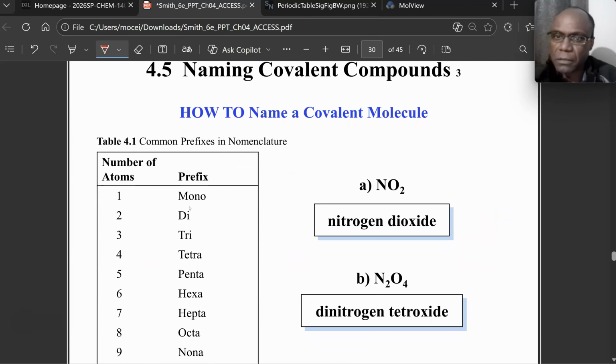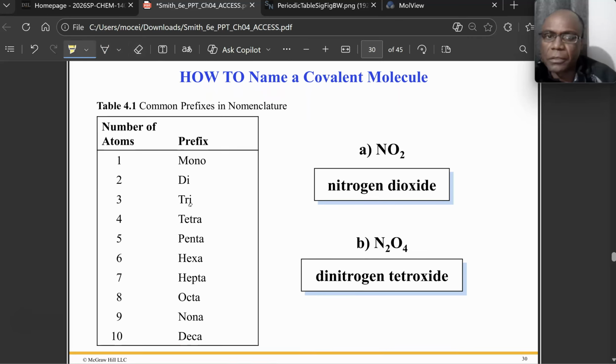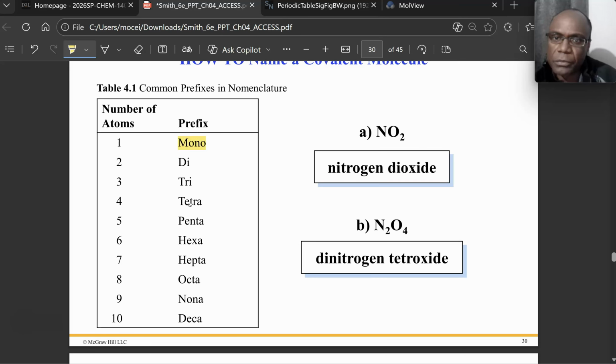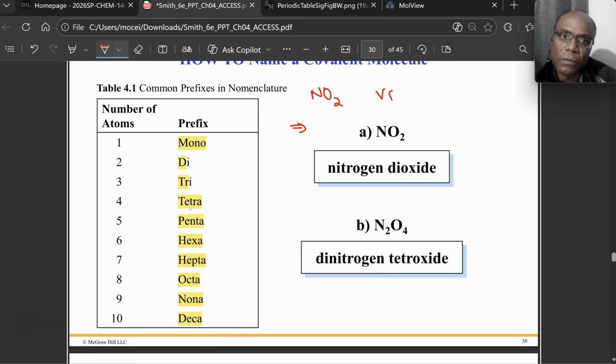Naming covalent compounds continued. So again, if you have one element you're trying to list, say mono, 2 elements of the same, di, 3 will be tri, 4 is tetra, 5 is penta, 6 is hexa, 7 is hepta, 8 is octa, 9 is nona, and then 10 is deca. Now, finally, we can differentiate our two molecules, NO2 versus N2O4. I have one nitrogen, just say nitrogen, and then I have 2 oxygen, so we use di as a prefix, dioxide.